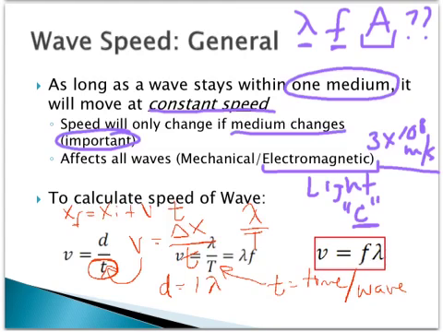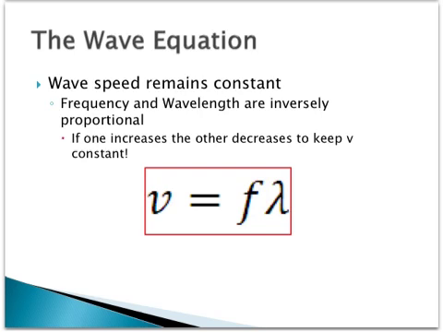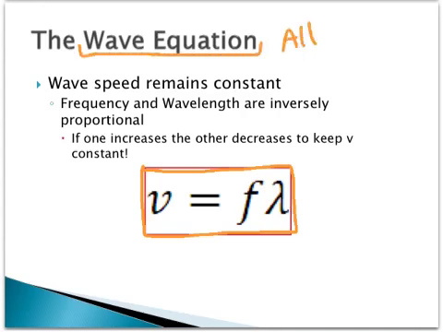Now notice that's simply saying lambda times 1 over T. What is the inverse of the period? That's simply the frequency. So what you get as a result is the equation that the velocity or speed of the wave is equal to frequency times wavelength. This equation, speed equals frequency times wavelength, is known as the wave equation. This wave equation describes all waves, mechanical or electromagnetic. It describes longitudinal waves, transverse waves, all of those. It describes all waves.